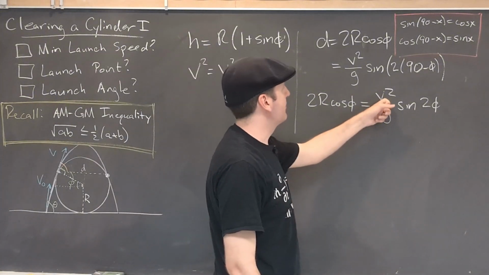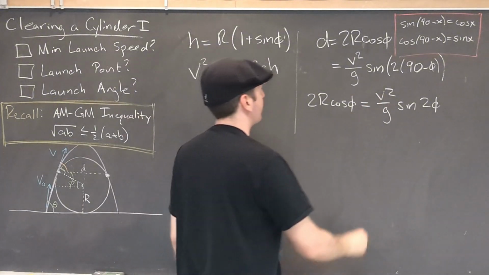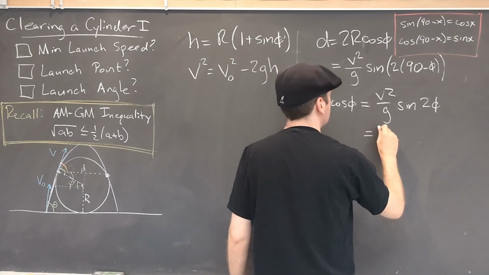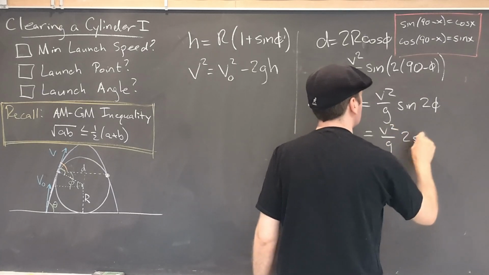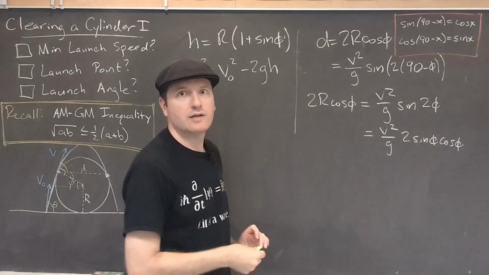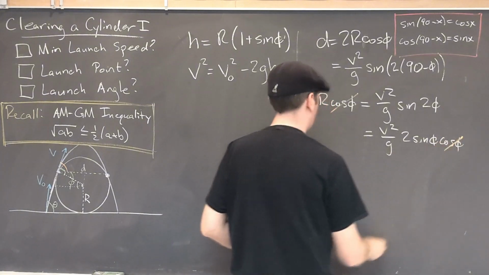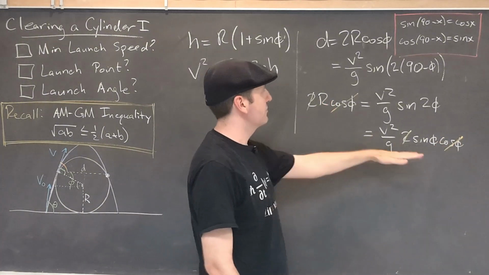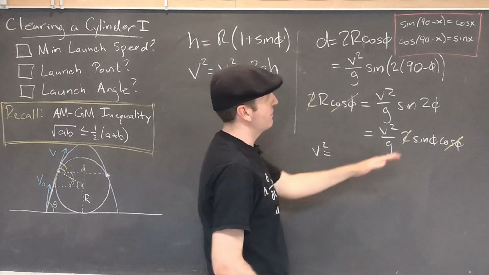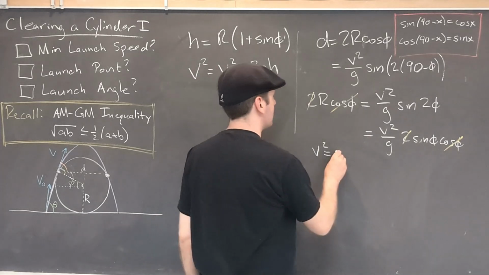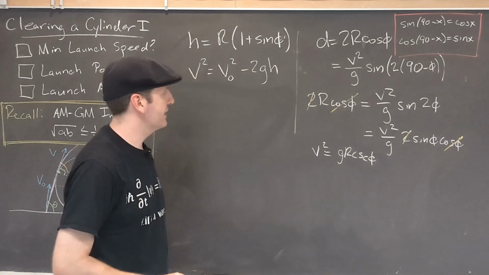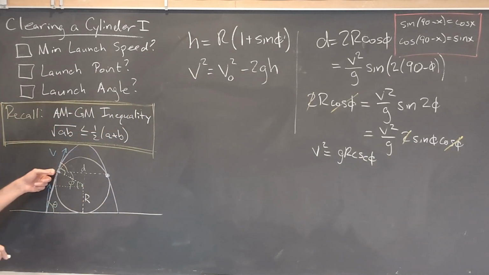Okay, let's solve this for v squared, so we can sub it in here. And I will actually go ahead and expand this out. So this will be v squared over g, 2 sine phi cosine phi. And the reason I'm doing that is because we can see that this cosine phi cancels on both sides. Okay, so the cosine phi's cancel, the 2's cancel, and now we can solve for v squared. Notice that when we divide by the sine, we're going to get a cosecant. So I'll have gr cosecant of phi. That's how we calculate the speed at this point of tangency.